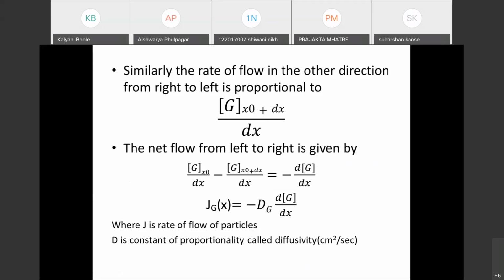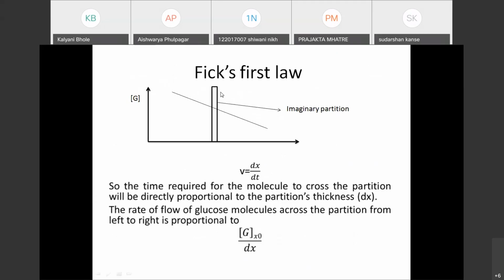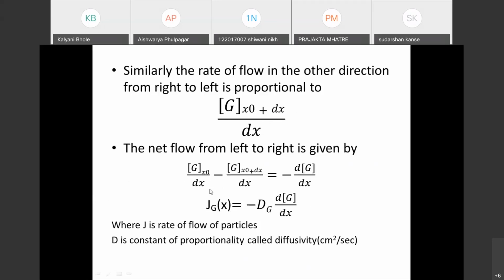Here we can say that all glucose molecules are moving randomly, and because there are more molecules on the left-hand side than on the right-hand side, there is a net diffusion of glucose from left to right across the imaginary partition. So the rate of flow is directly proportional to the slope of the concentration.